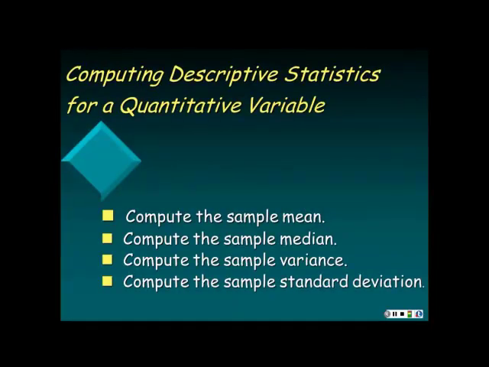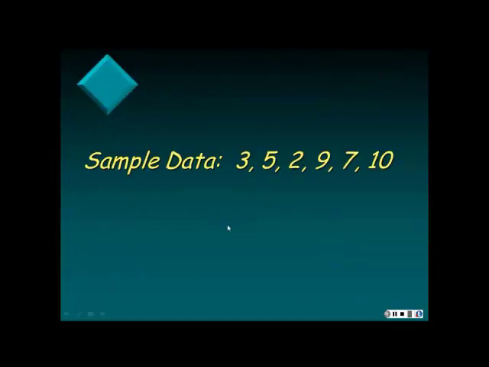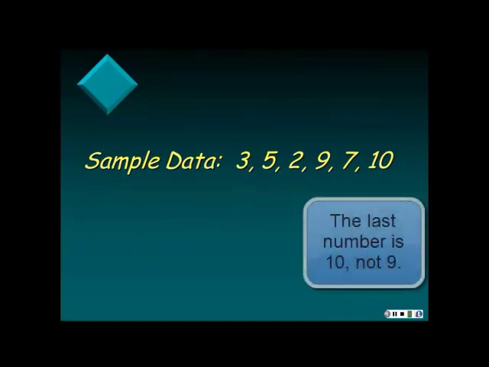Okay, so the first thing we're going to do today is just compute some descriptive statistics for a single quantitative variable: the sample mean, the sample median, the sample variance, and the sample standard deviation. Okay, so we'll start with a data set that just consists of these 6 values: 3, 5, 2, 9, 7, and 9.